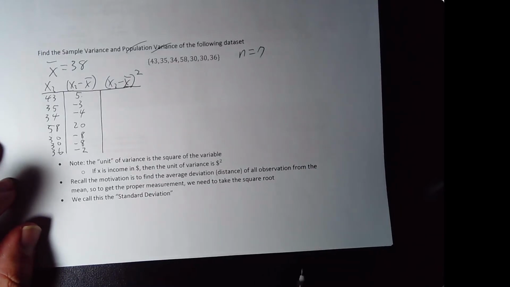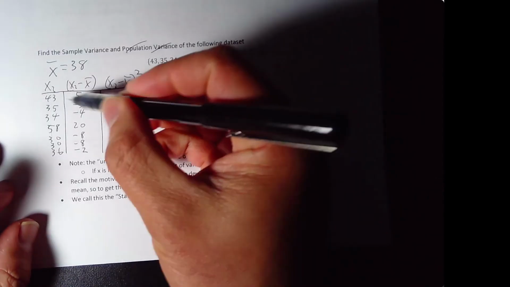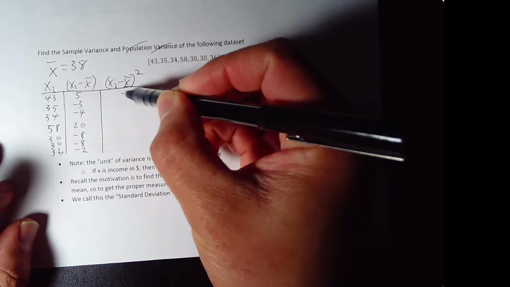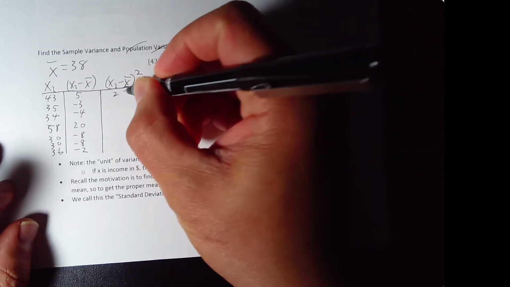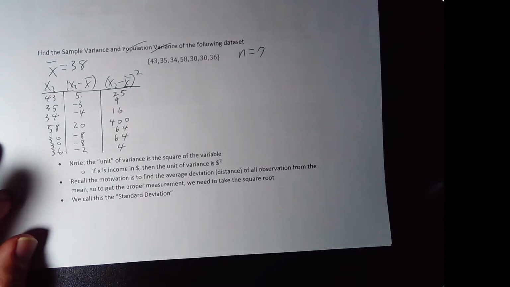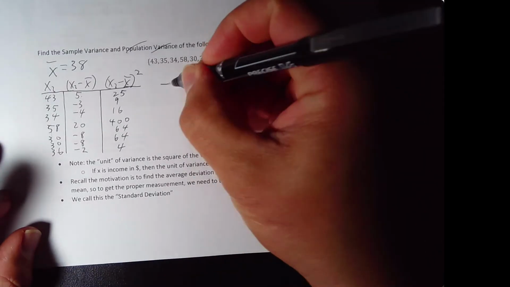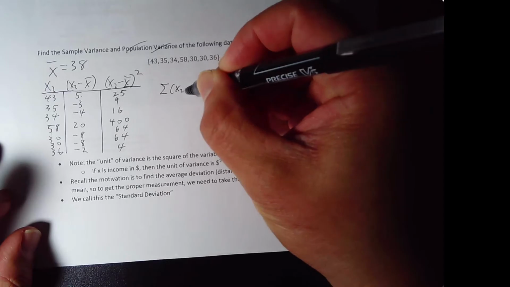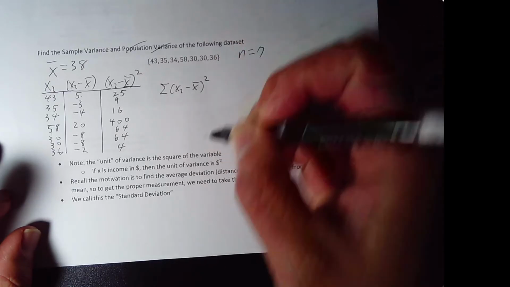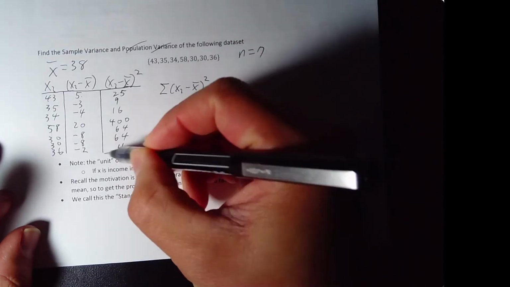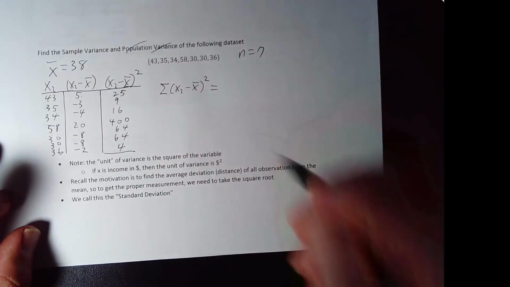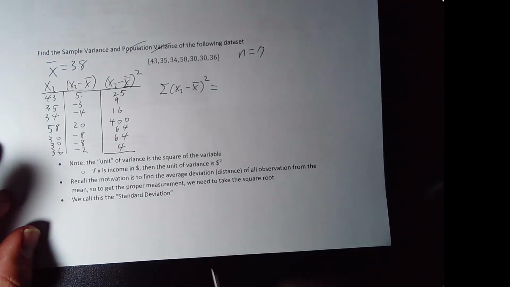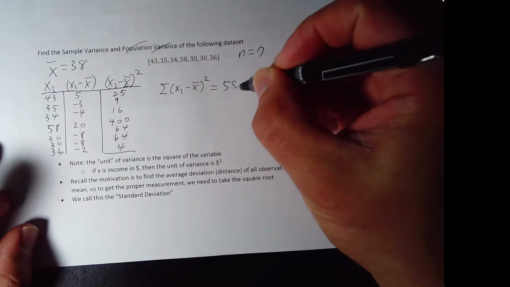Okay, that's my first column there. I just subtract 38. Next, I'm going to square everything. So this will be 25, 9, and so on. Go ahead and pause, try it. All right. Next step, I want to do summation xi minus x bar all squared. So that is this column. I'm simply going to add up everything here. Once you add that up, you're going to get 582.